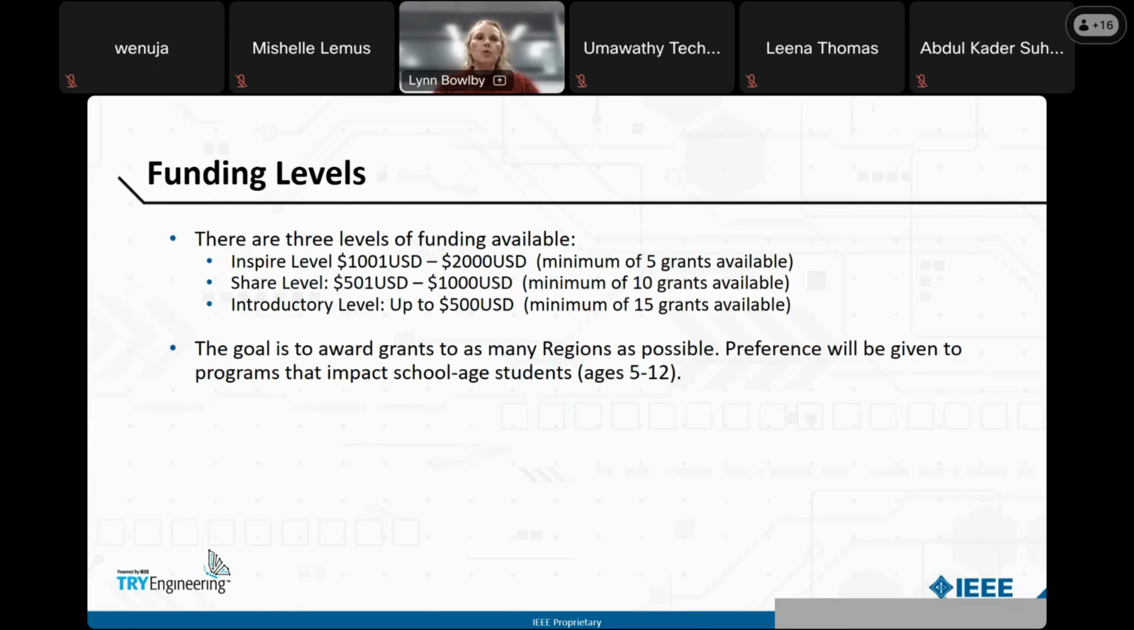So the goal is to award grants to as many regions as possible in 2025. But one thing you need to keep in mind is that preference will be given to programs that impact a certain age of school-age student, and that's ages 5 to 12. So if your program impacts students ages 5 to 12, you'll receive some additional points for that when your application is being reviewed.